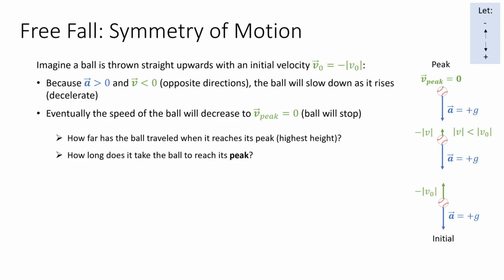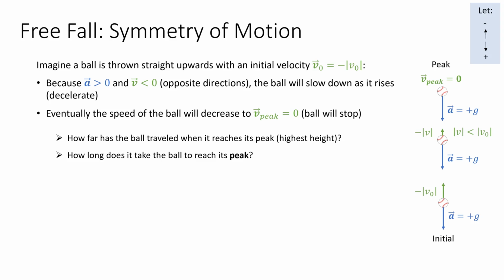Okay, and now let's just take a closer look at free fall. Specifically, there's some really nice symmetry in free fall, and so we're just going to look at a specific example and study that symmetry. So here's the problem setup. Imagine you have a ball in your hand and you throw it straight upwards with some initial velocity.